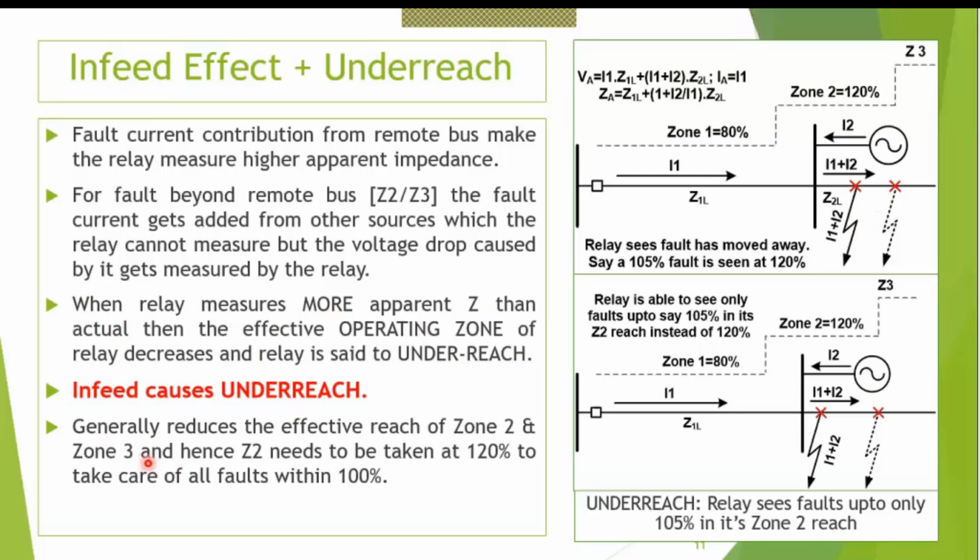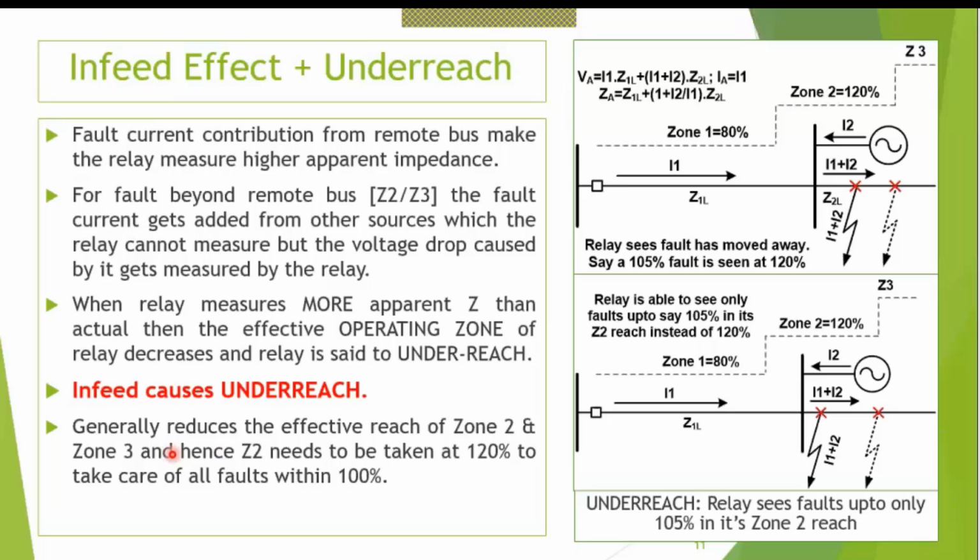Zone 1 is not that much affected, because in a zone 1 fault this relay is receiving at least this end's current. It is not seeing some more impedance. Only the resistance to the fault will change due to the infeed.